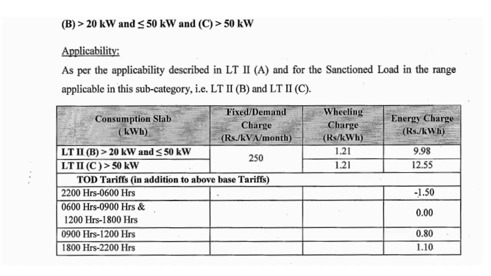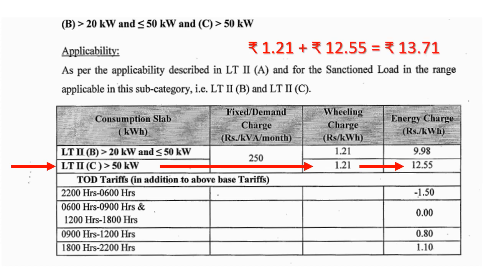Under the LT2 category, the township will come in category C as the load is more than 50 kilowatt. And if you look at the rates that apply, there is a wheeling charge of 1 rupee and 21 paisa for every kilowatt hour and an energy charge of 12 rupees and 55 paisa for every kilowatt hour. If I add these two numbers together, it comes to 13 rupees and 71 paisa.